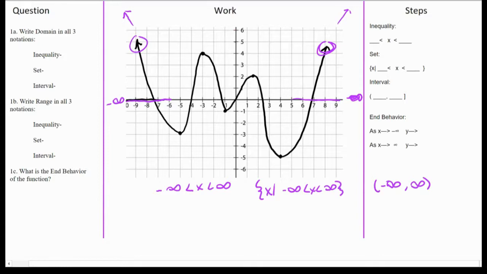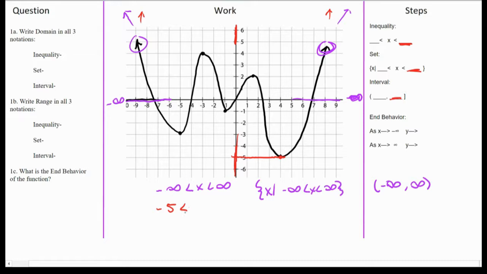The range is all talking about the y-axis. So in this one here, it does go up forever because of these arrows. So it's definitely going to positive infinity. So that's going to be our right number. But the lowest value looks like it stops here. So my lowest value is at negative 5.